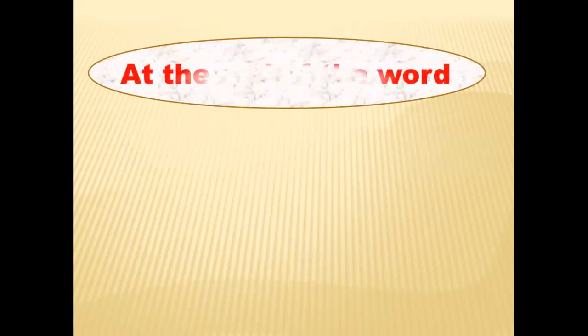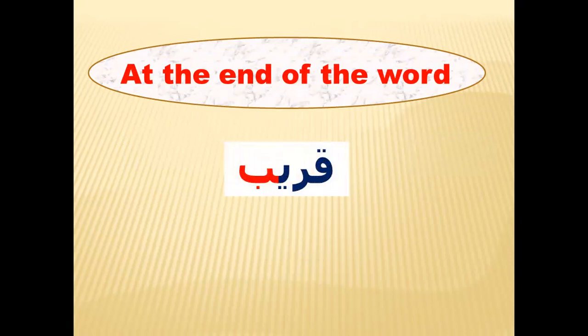Letter B at the end of the word, like قريب. To write letter B at the end of the word, write letter B like this and make one arm from the right.